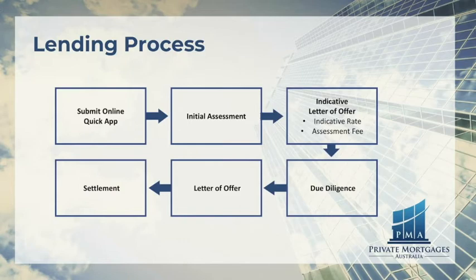We're going to do credit checks, title searches, etc. So yeah, that's really all involved. Then, assuming you accept the indicative letter of offer and pay the assessment fee, we'll do all of our due diligence. Then we'll move to a formal letter of offer, get everything formally approved, and then we move to settlement. So it's really simple, straightforward, very streamlined.